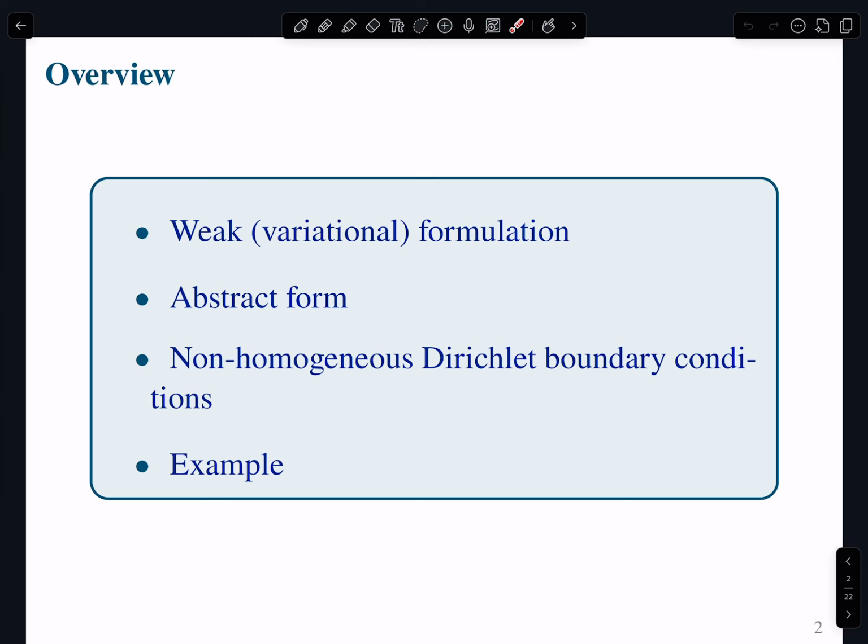So we're going to look at the weak formulation. We're going to state the weak formulation in abstract form. And then we're going to look at a couple of mathematical theorems, right? Just to show you why the Galerkin projection in a way is so important. And then we're going to look at examples as we do in every class.